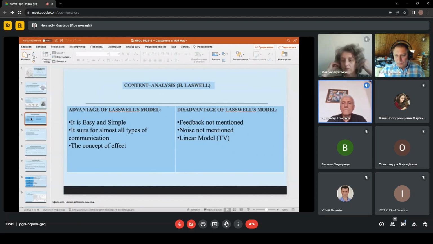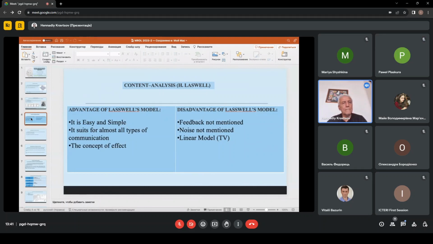Maybe it was fine earlier, in the era of TV. Now we have social networks and many other tools, and it's a little bit out of date when media don't receive any reaction from the audience. And also noise is not mentioned. What is noise? Noise refers to the influence that distorts the message and makes it more difficult for the receiver to reconstruct the source's original intentions.